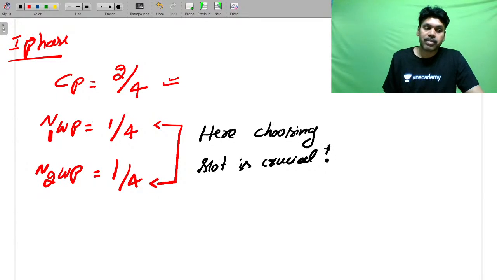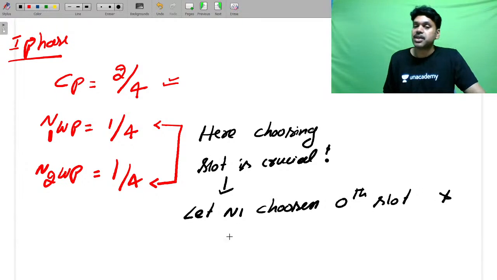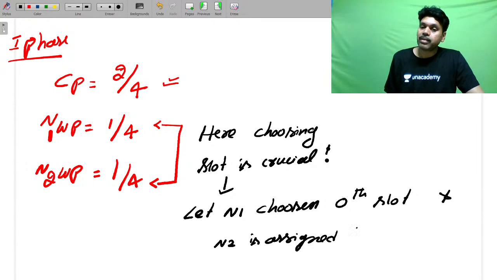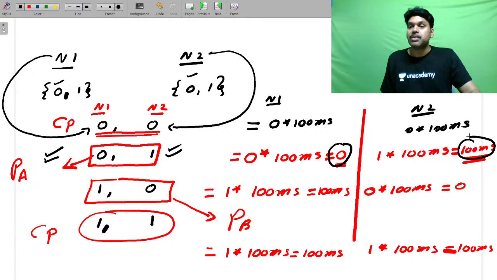That's why, my dear friends, observe carefully. I am giving you clarity. If N1 chooses the 0th slot, automatically the next slot will be assigned to N2. Then N2 is assigned the first slot. So according to our story, A has chosen this and B has chosen this. In that case, A's waiting time is 0, so immediately it can retransmit, and B is supposed not to retransmit; it has to wait up to 100 ms.